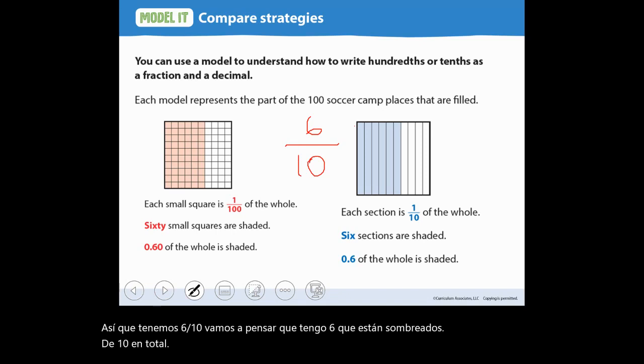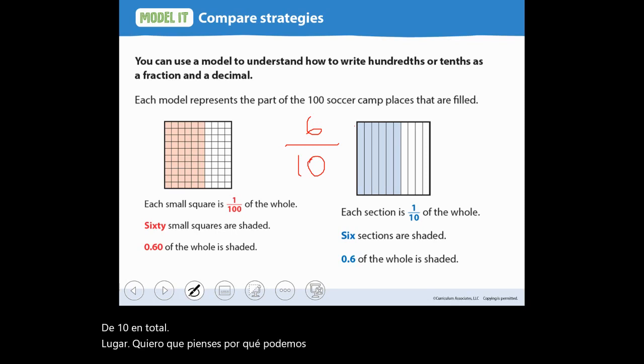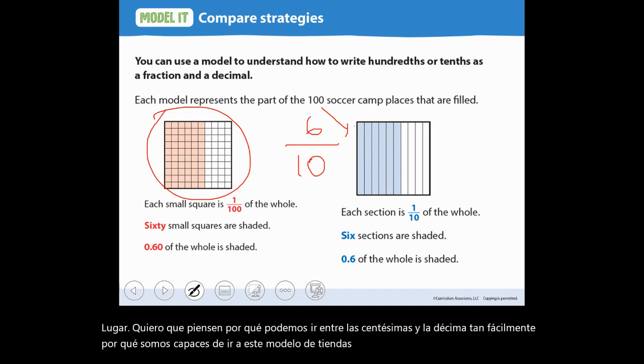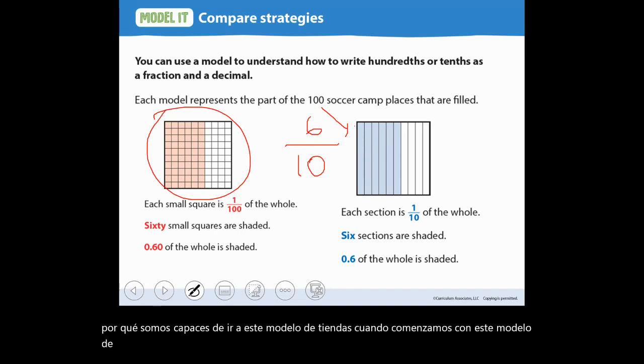I want you to think about why we can go between the hundredths and the tenths so easily. Why are we able to go to this model of tenths when we started with this model of hundredths? What do we know about the relationship between 10 and 100?